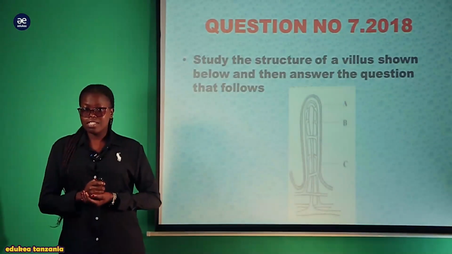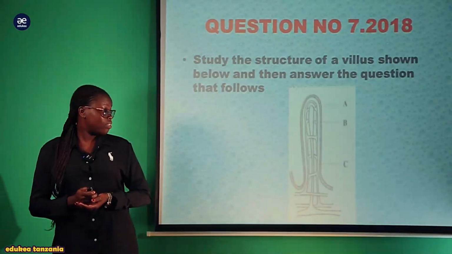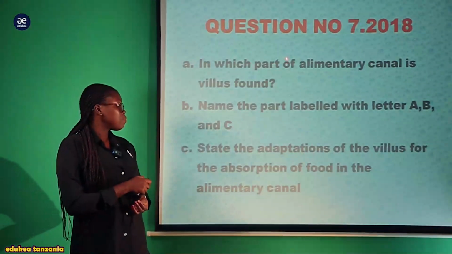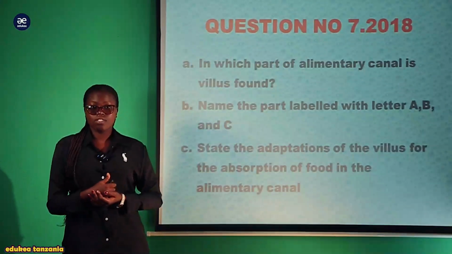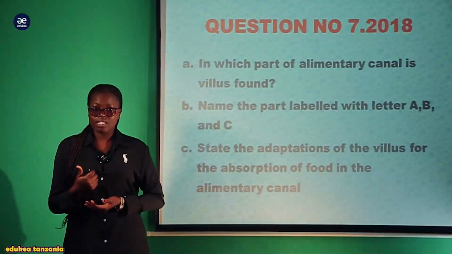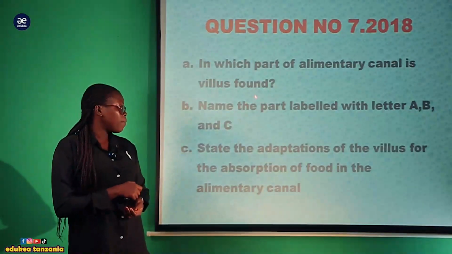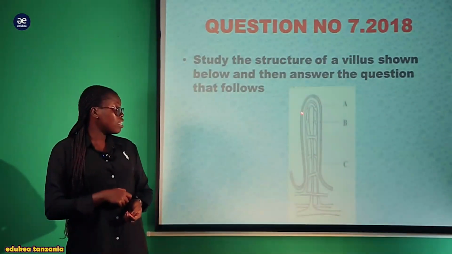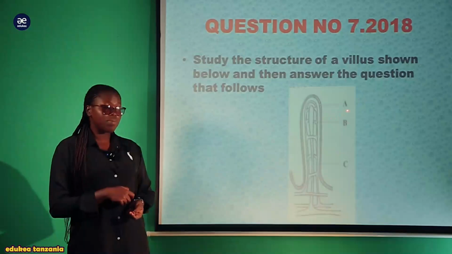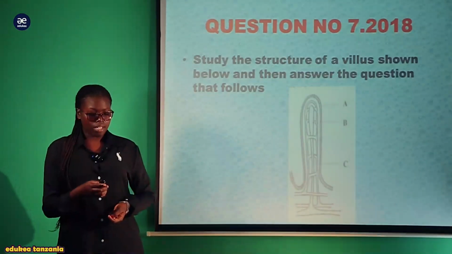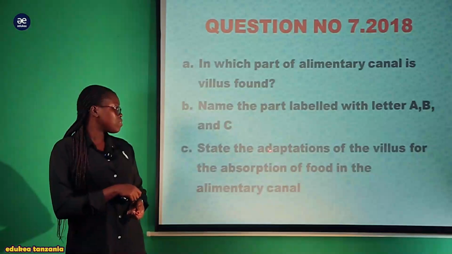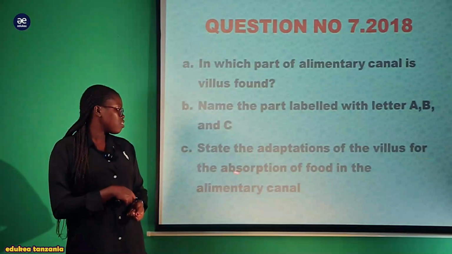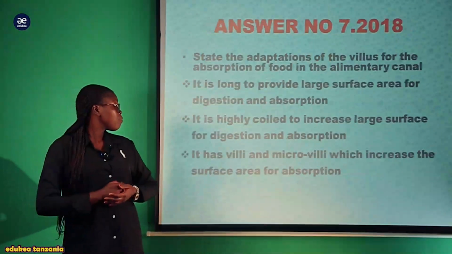So baada ya kustudy the diagram, now let us see the question. The question states that Roman A for question 7, in which part of the alimentary canal is villus found? The question Roman B, name the part labeled with the letter A, B, and C. You have been given a diagram. Now you are needed to label the part which has been labeled by letter A, B, and C. And another question, Roman C. State the adaptation of the villus for the absorption of food in the alimentary canal.